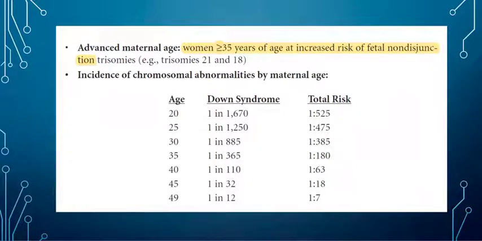If you look here, according to age, for a patient who is 35, the risk is 1 in 365, or the total risk is 1 in 180. So for this risk ratio, just remember these 3: 35, 40, and 45. Sometimes it comes in the exam. So just remember these 3 ratios, okay?